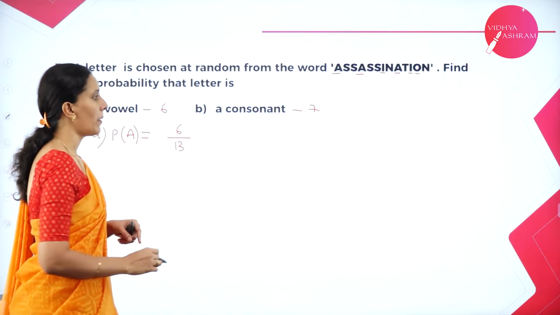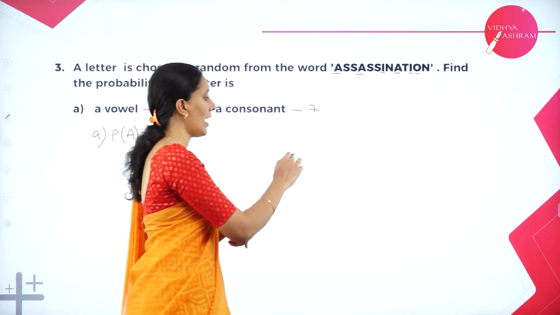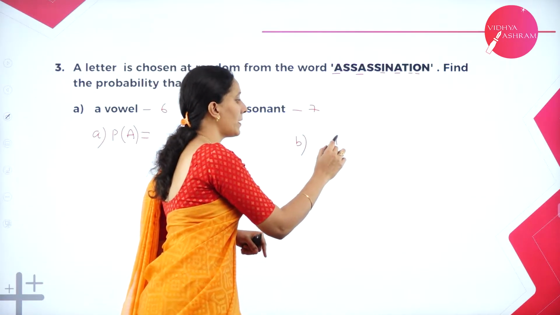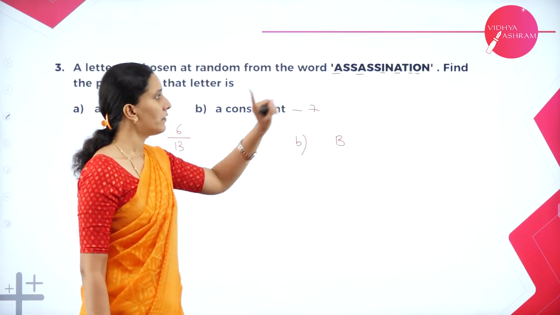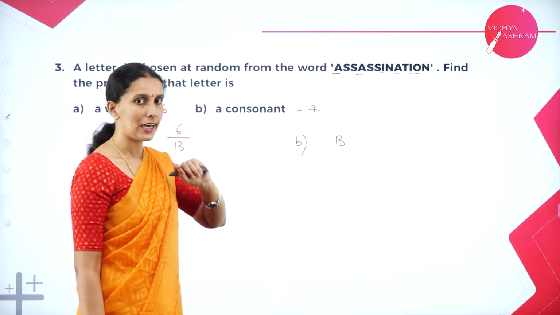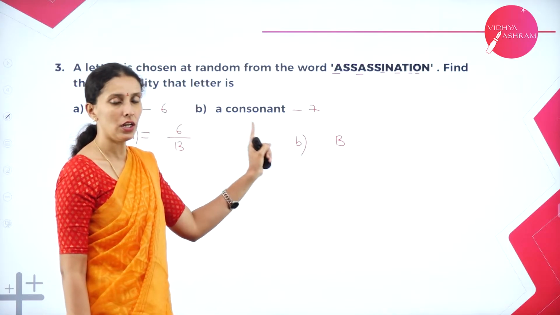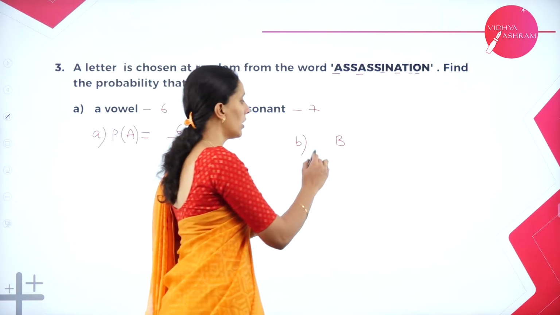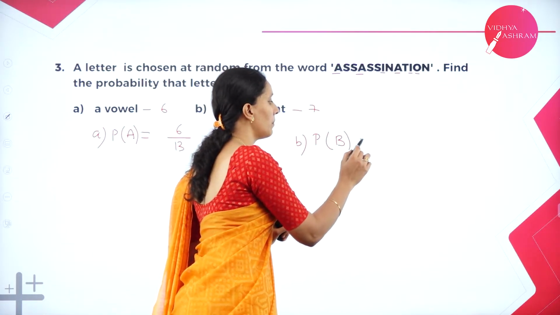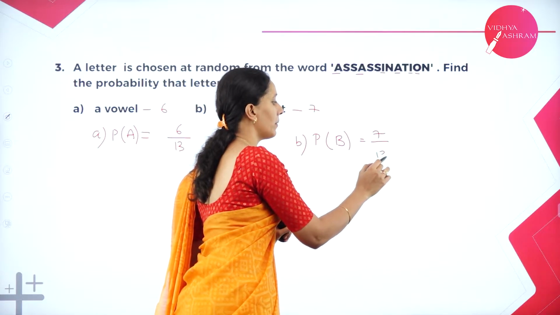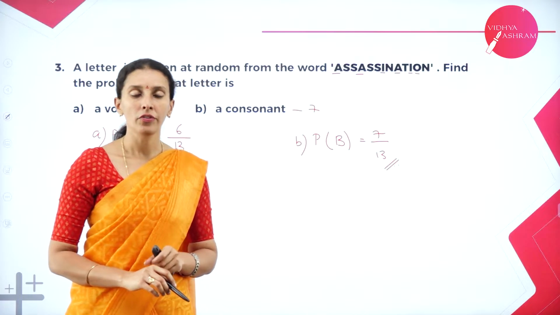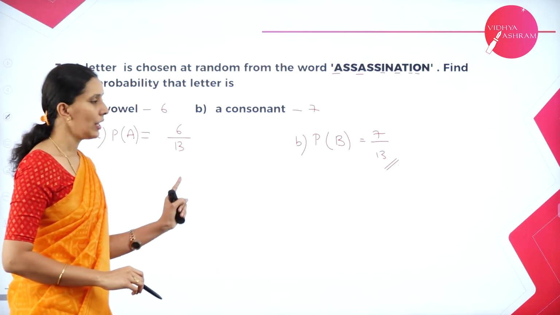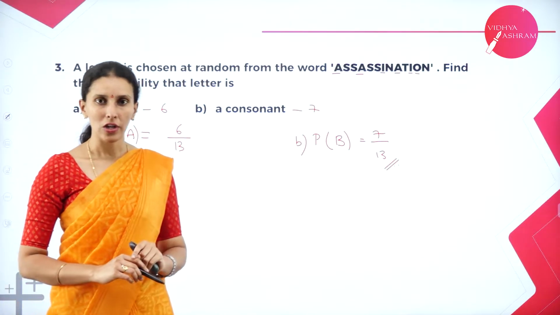Let's take the probability of a consonant. Let me take B as an event where you get a consonant. So from the word assassination, that is 13 letters, we have 7 chances for the consonants. Therefore, the probability of B will be equal to 7 divided by 13. So this is the value of the probability of a vowel and the probability of a consonant.